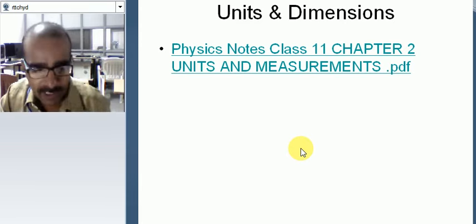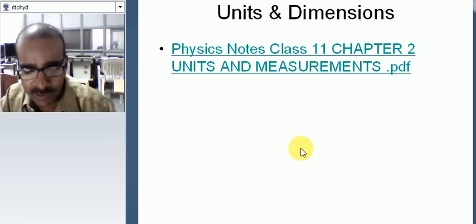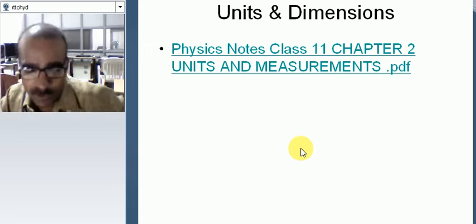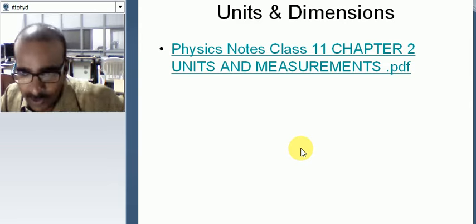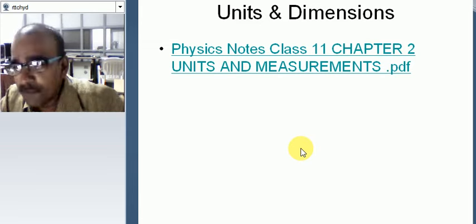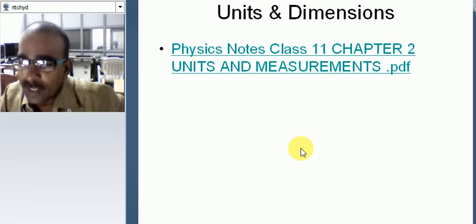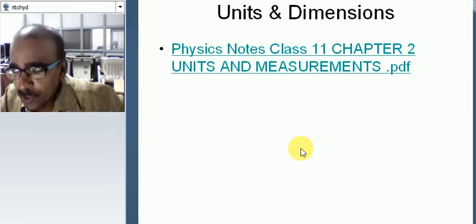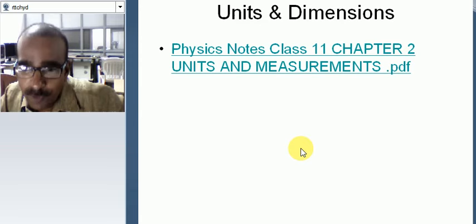So in units and dimensions, we deal with three different types of units. They are fundamental units, supplementary units and derived units. The basic fundamental units are length, mass, time, temperature, electric current, luminous intensity and amount of substance. These are the fundamental units which are used for measurements.